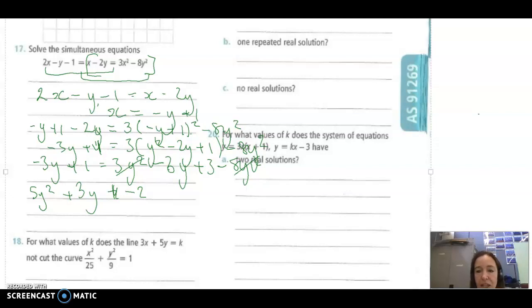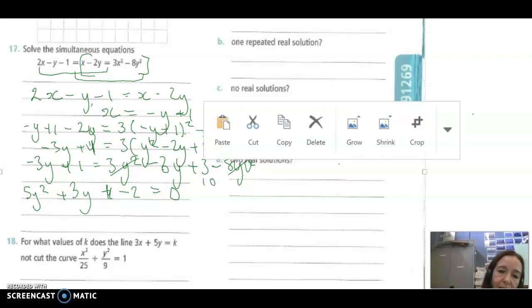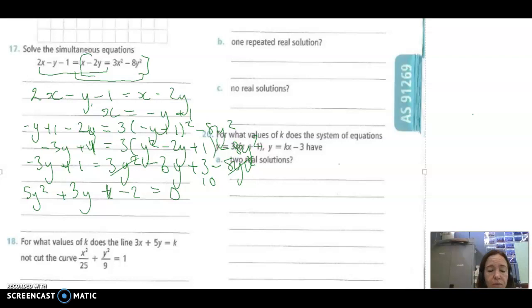So equals 0, and I can now factorize. 5 2s, a 10. You can just put this into your graphics calculator, but it is factorizable just by looking at it.